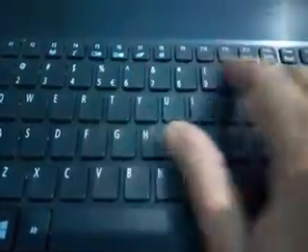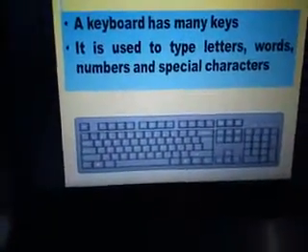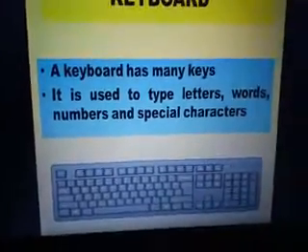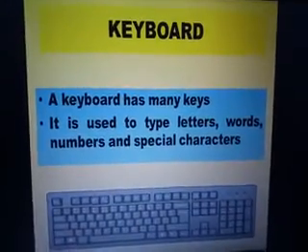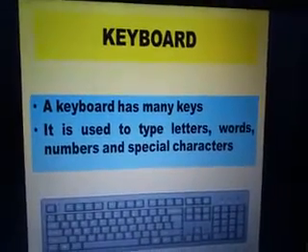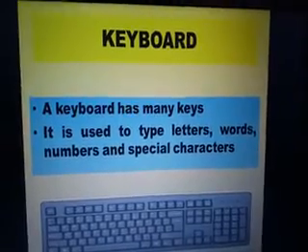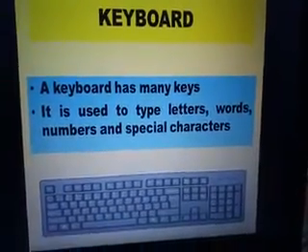All these things you see over here, J, K, L, 7, this thing, something is written enter, something is written shift. These are all called keys. And a keyboard has these small keys. In fact, it has 104 of them. It is used to type letters, words, numbers and special characters.